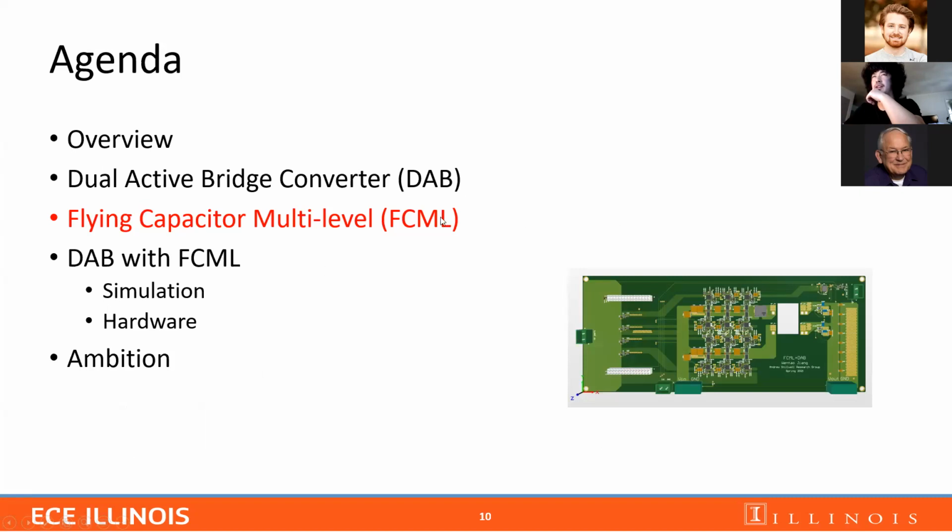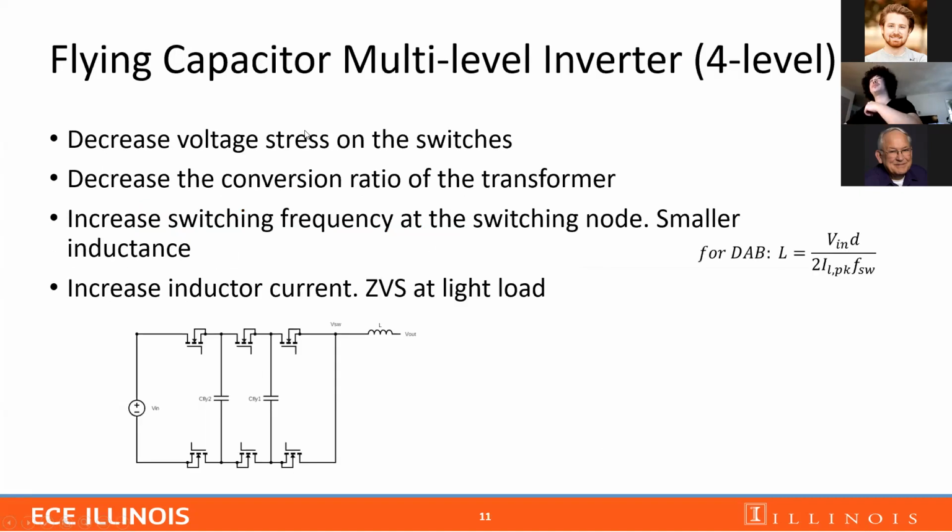So we have finished talking about the operation of the DAB converter. Then we will be talking about the operation of the FCML converter and how to use it to solve these issues in the DAB converter. Shown below is a 4-level FCML converter. We can use it to decrease the voltage stress on the switches. We can also use it to decrease the conversion ratio of the transformer, since the voltage at the switching node is now smaller if we use this FCML.